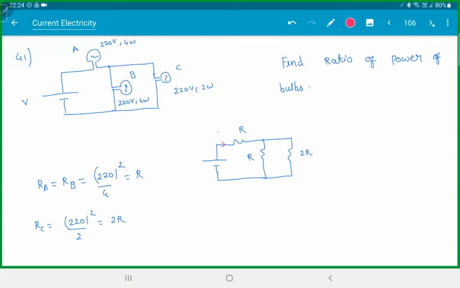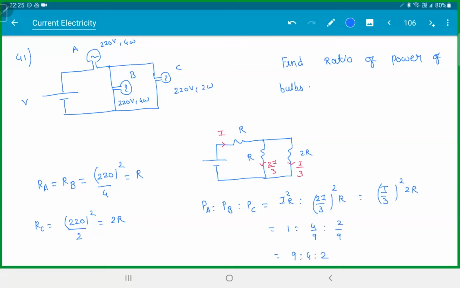So if you assume current I is flowing here, then the current will split in inverse proportion to the resistances. More resistance, less current. So 2I by 3 and I by 3. So the power in bulb A is to power in bulb B is to power in bulb C will be I squared R is to (2I by 3) whole squared R is to (I by 3) whole squared 2R. That is 1 is to 4 by 9 is to 2 by 9. 9 is to 4 is to 2. That's the ratio of power. Please check.